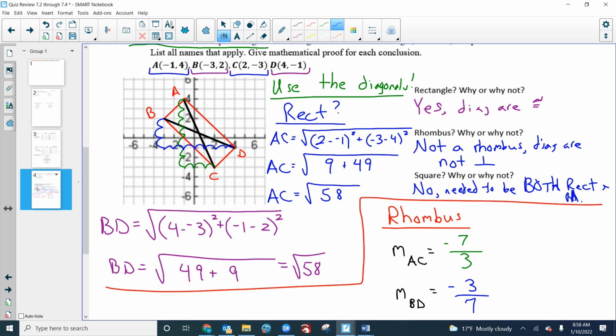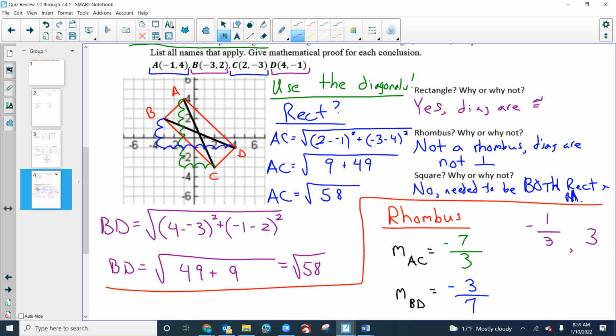Okay. What if you did the slopes? Different problem. I'm changing it. What if you did the slopes and one was negative 1/3, and the other one was positive 3 for the diagonals. Are those reciprocals? Yes. Are they opposite reciprocals? Yes. One whole fraction is negative, one whole fraction is positive.